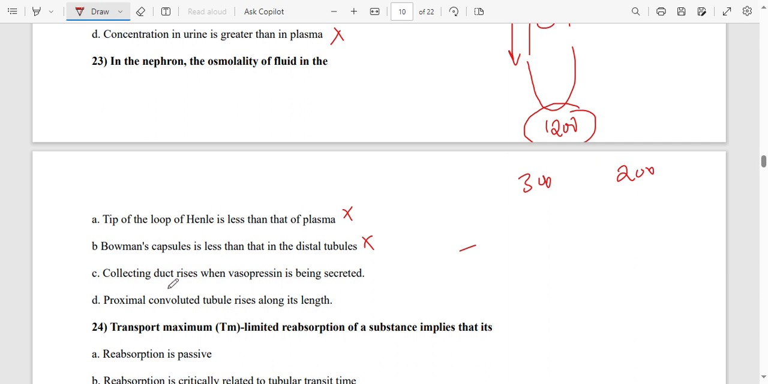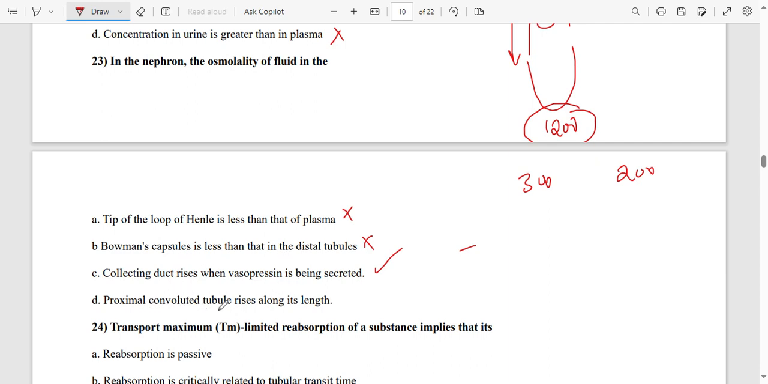And then collecting duct rises when vasopressin is being secreted. What is the effect of vasopressin? Vasopressin causes water reabsorption, meaning that water is being removed from the collecting duct to the blood. So because water is being removed from the collecting ducts, what's happening to the concentration when water is little? Concentration rises. So collecting duct rises. Okay. Osmolarity does rise, yes, in the presence of vasopressin.